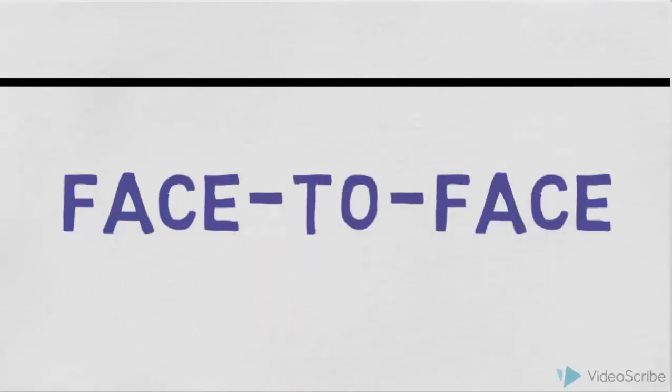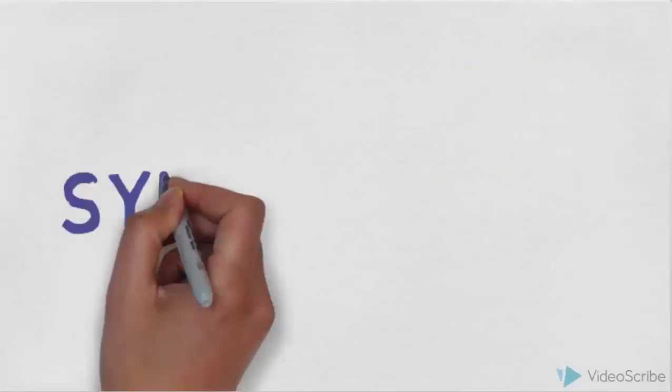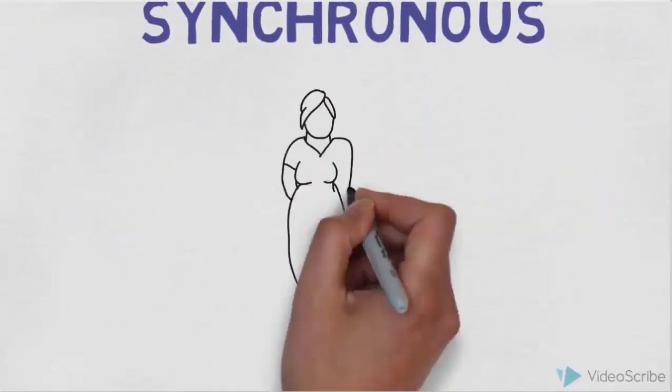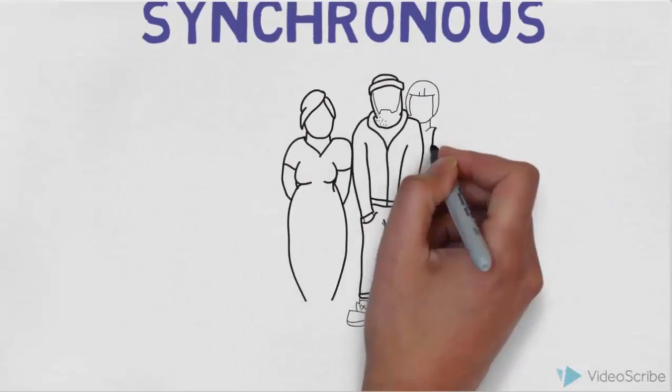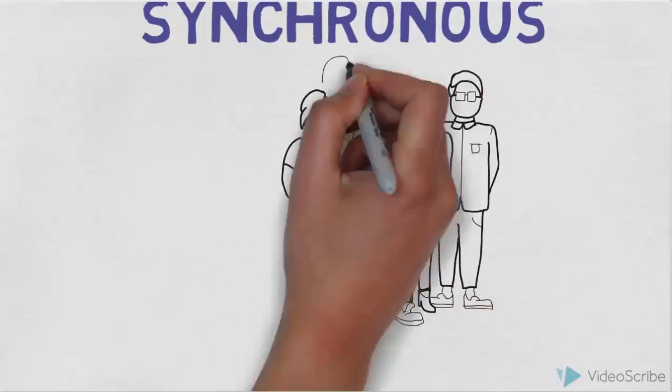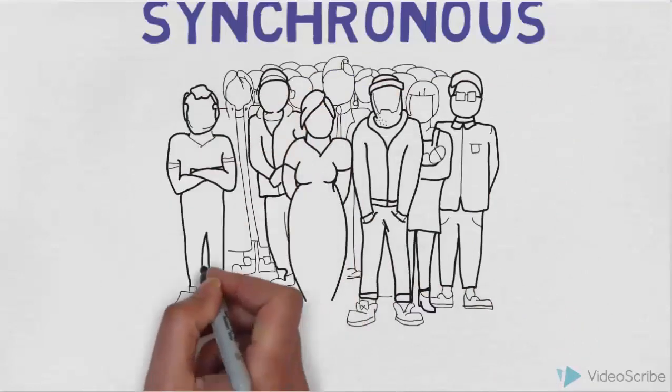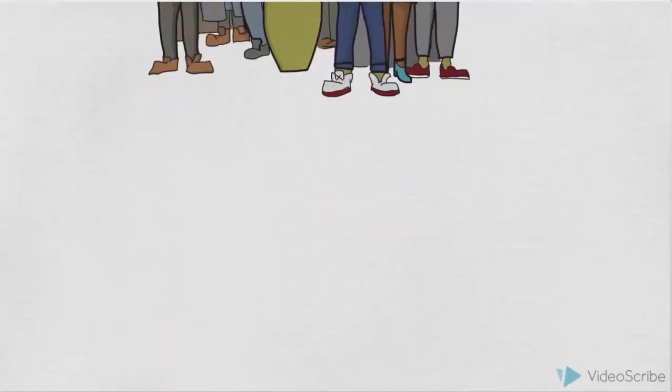Face-to-face classes tend to be mostly synchronous. That means that content is delivered in real time and interactions happen during a set window of time each week, such as from 2 to 4 p.m. on Tuesdays and Thursdays. You know where your students will be, or at least where they're supposed to be. They know where you'll be, and you can interact there.